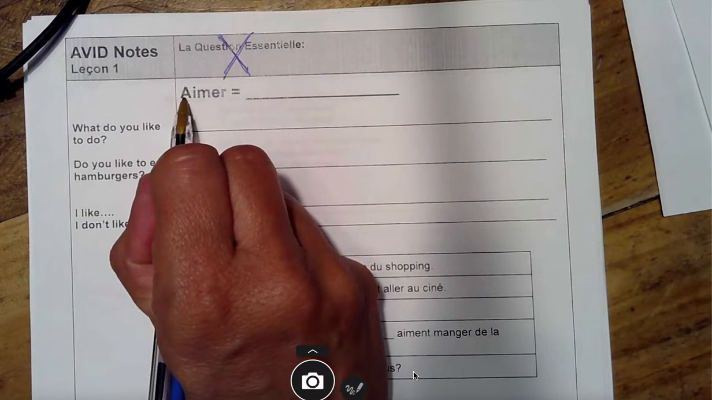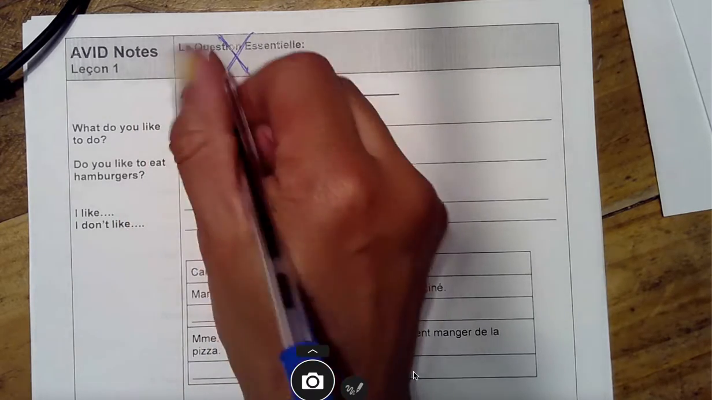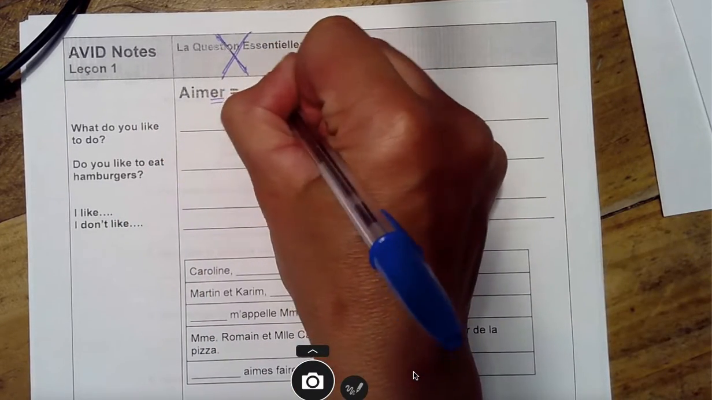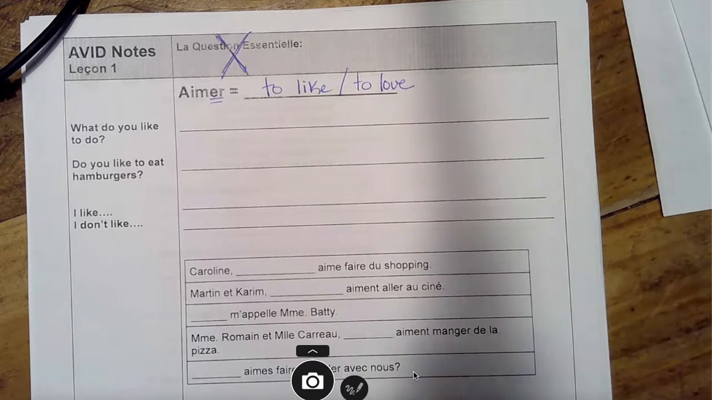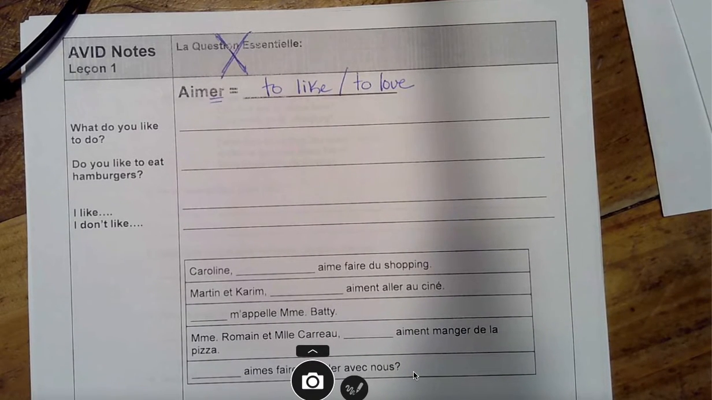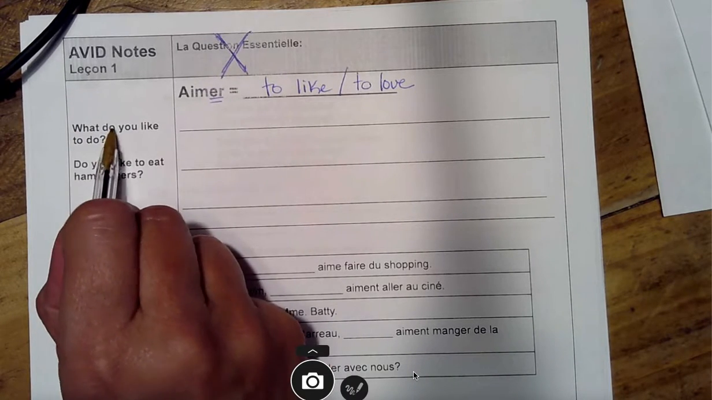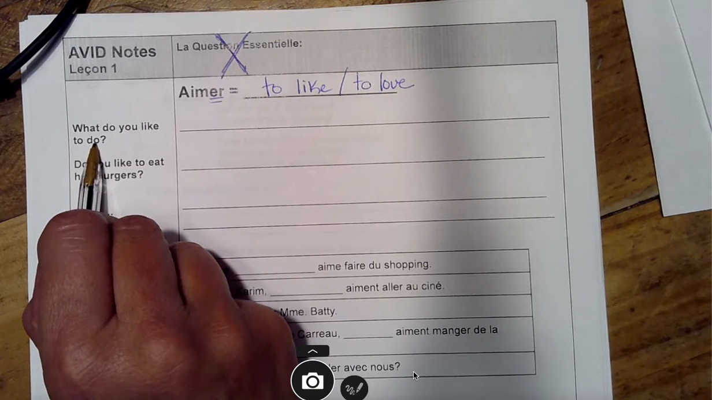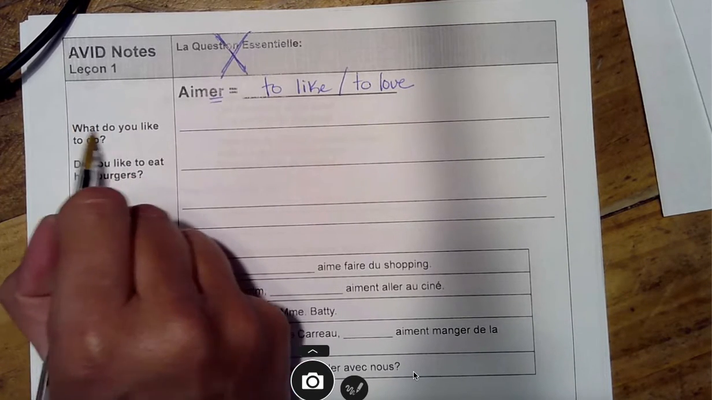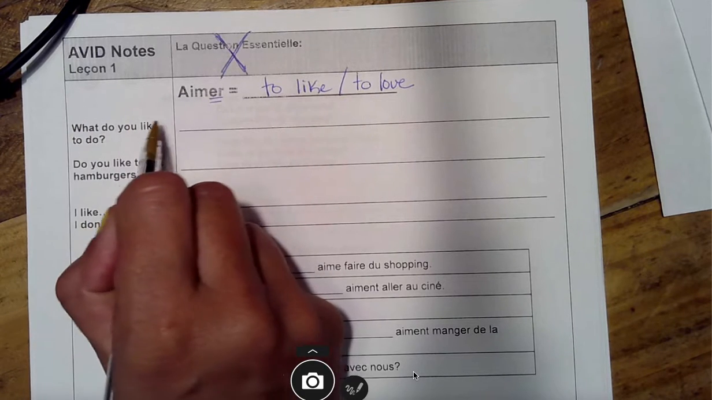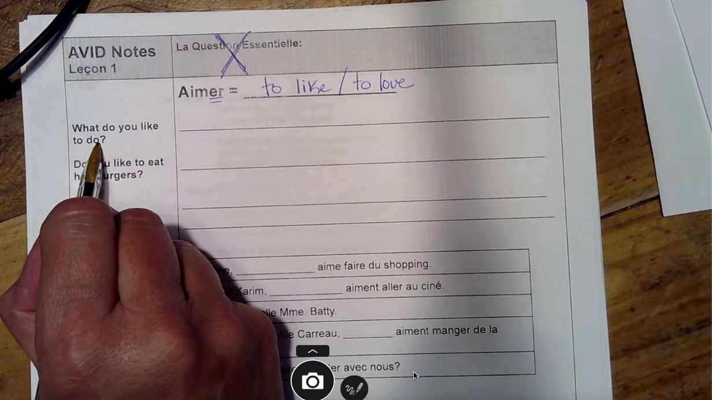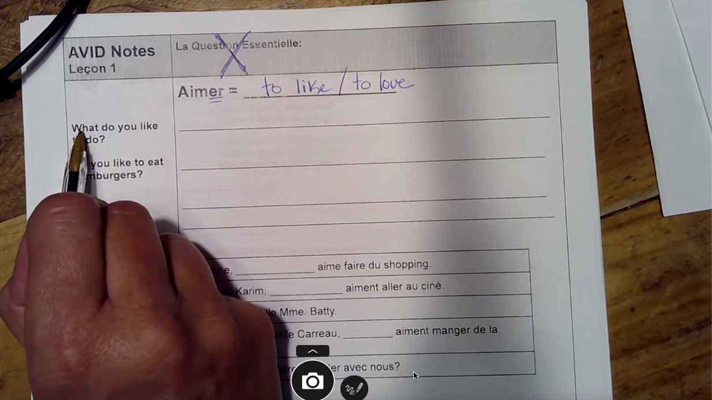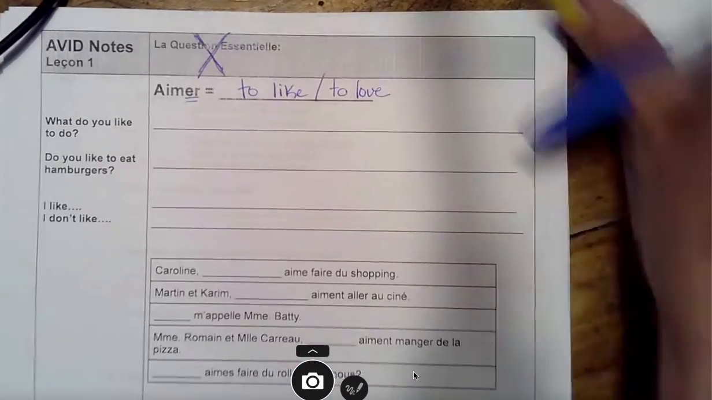So this is a verb, aimer. It was one of your vocab words. It is an ER verb, and it means to like or it means to love. So the purpose of these notes is going to be to talk about what you like to do mostly. Okay, so the question, what do you like to do? We know what do you from our notes yesterday. We know now the verb like, aimer, and we know the verb to do means faire. So we can put it all together.